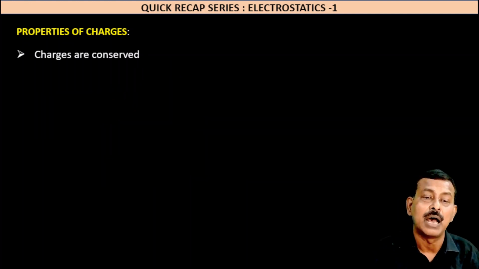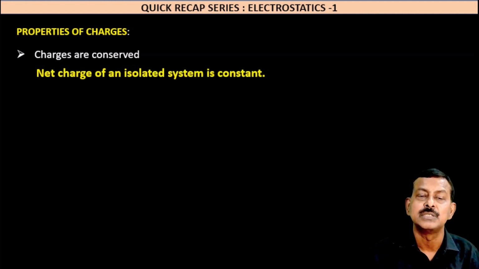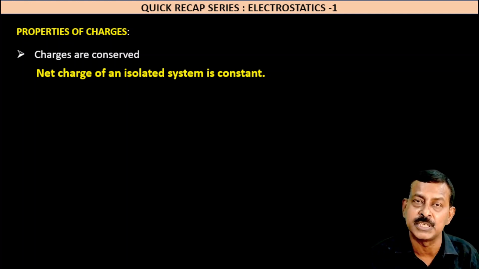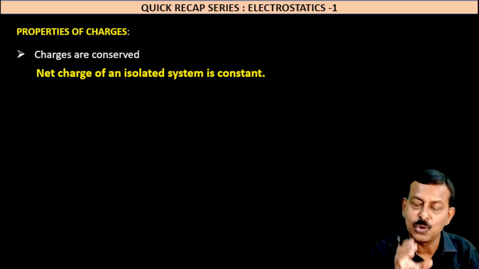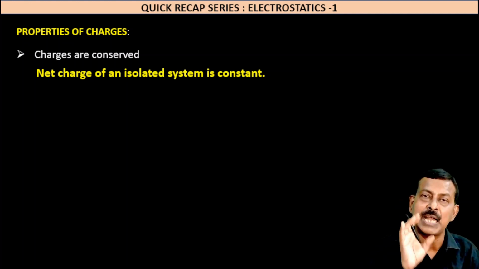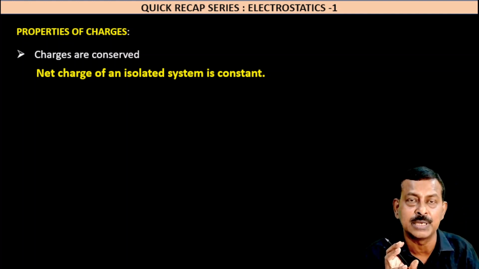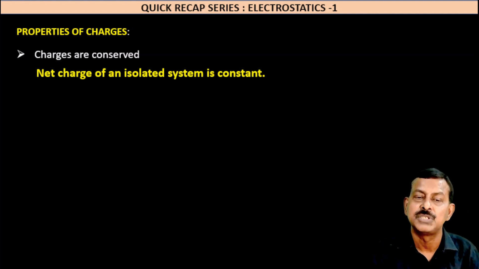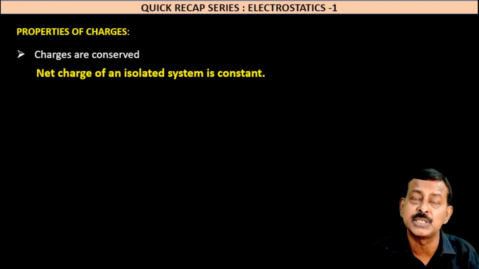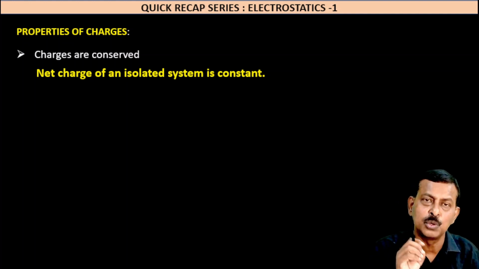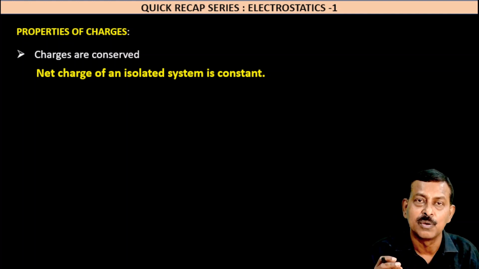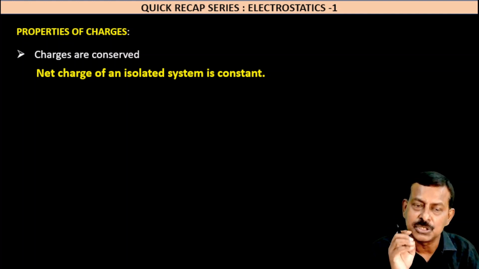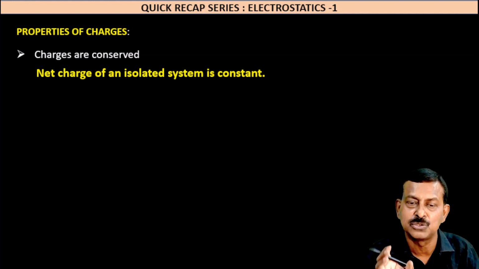Next is the charges are conserved. What does it mean? Charges are conserved simply means the net charge of an isolated system is constant. If you take a particular amount of charge in an isolated system, that will remain constant if it is an isolated one. Now here, for the conservation law for charges, I will suggest that you don't use the statement that charges can neither be created nor be destroyed. Instead of that, just use this one: the net charge of an isolated system is constant.